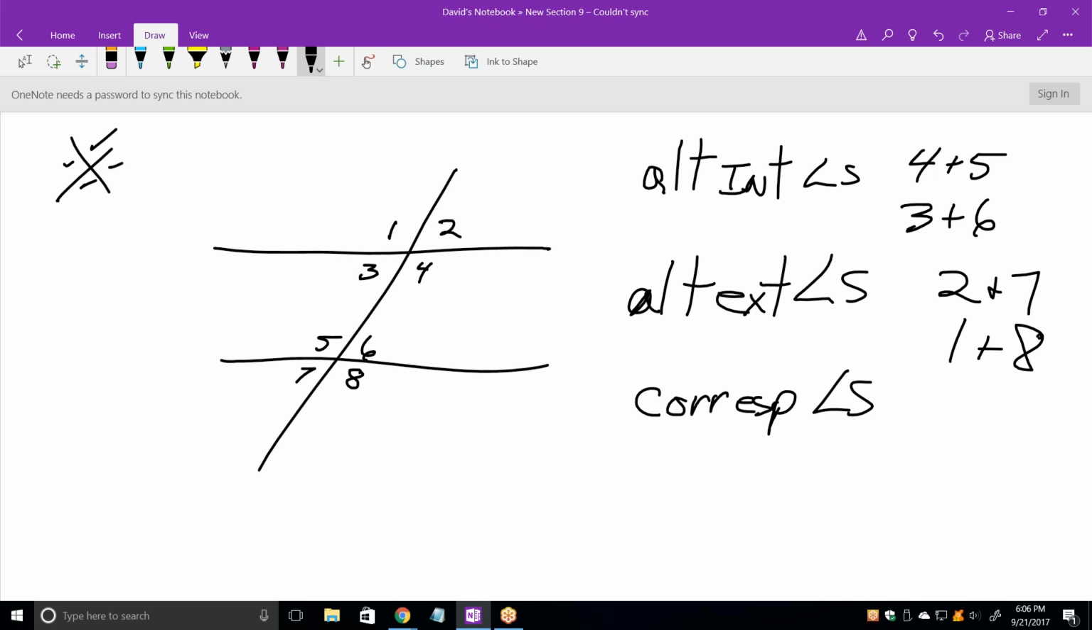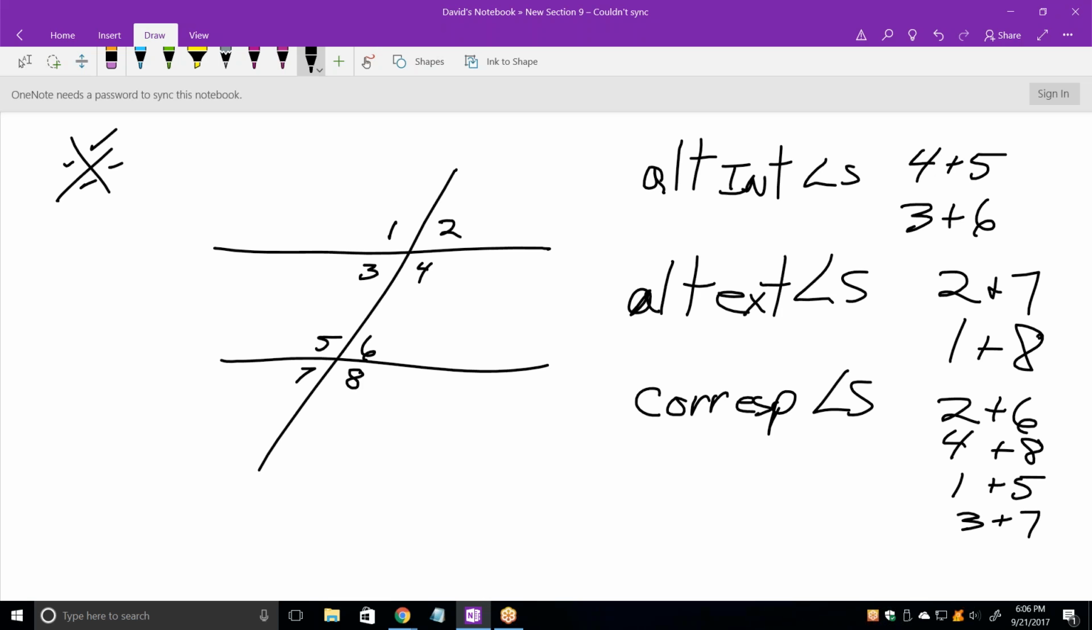Corresponding angles means they're in the corresponding same position, like 2 and 6. 2 is in that position here. 6 is in the same position. 1 down. 4 and 8 are corresponding. 1 and 5, 3 and 7 are corresponding.